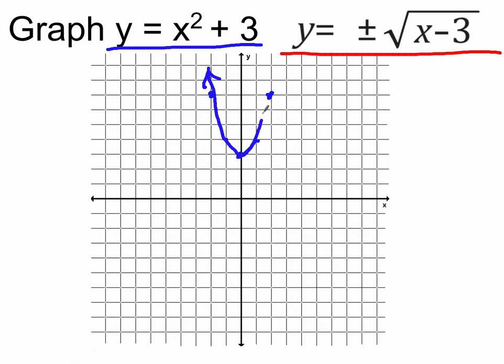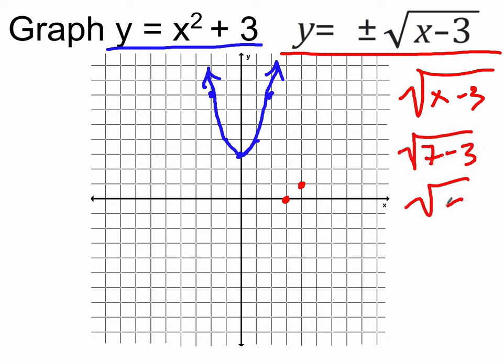So here's the graph of the blue one, and then I'm going to graph the red one. Let's plug in a few points. If x was 3, then y would be 0, so 1, 2, 3, 0. If x was 4, then y would be 1. If x was 5, then y would be, let's make this 4. So what do we need to plug in here to make that 4? We need to plug in 7. So 7 minus 3 would be the square root of 4, which would be equal to 2. So 1, 2, 3, 4, 5, 6, 7, 2.